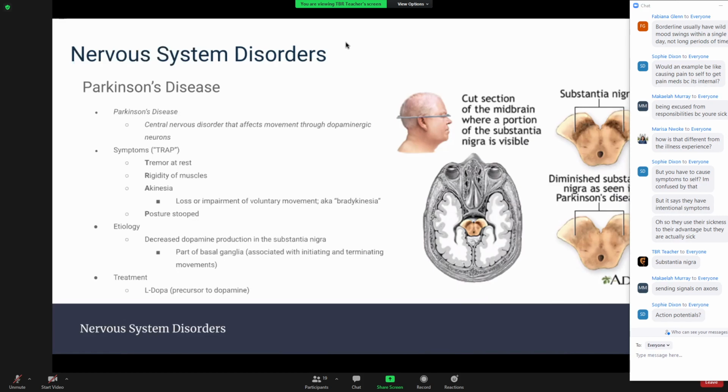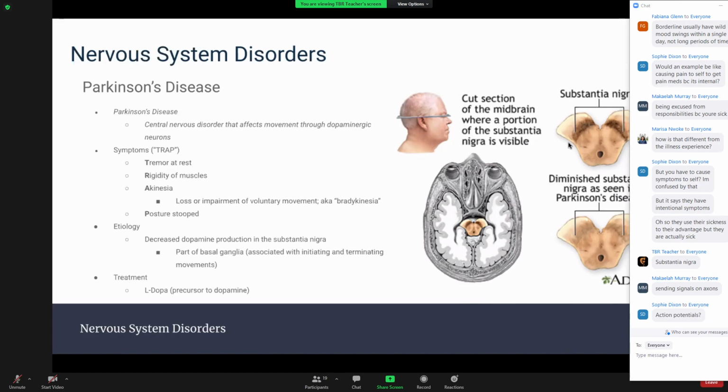The cause of this is decreased dopamine production in the substantia nigra. And this diagram tells you where the substantia nigra is. It's densely populated with axon terminals and gap junctions, hence the gray color of that part of the brain. And in those regions, it's been found that the dopamine production is much, much lower. So you can see in the diagram, the lower one is much lighter in the case of Parkinson's. And this is an area of the brain that is responsible for initiating and terminating movement.